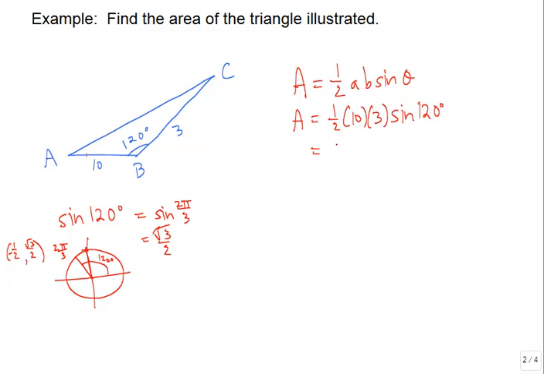So I'm going to substitute in root 3 over 2 for this sine of 120. And then we just need to simplify. So we have 2 goes into 10 5 times. 5 times 3 is 15. We also have that root 3, and we're left with a 2 on the bottom. So the area of this triangle is 15 square root of 3 all over 2.